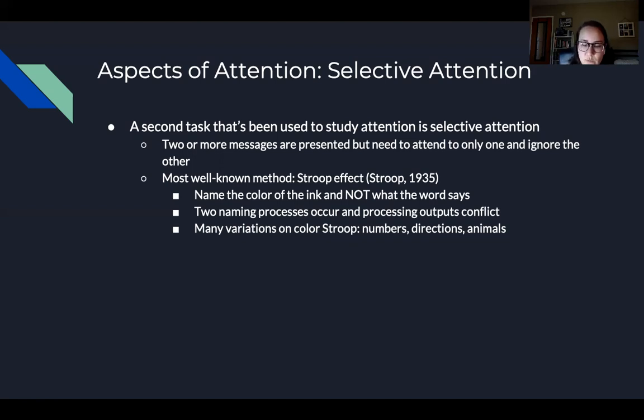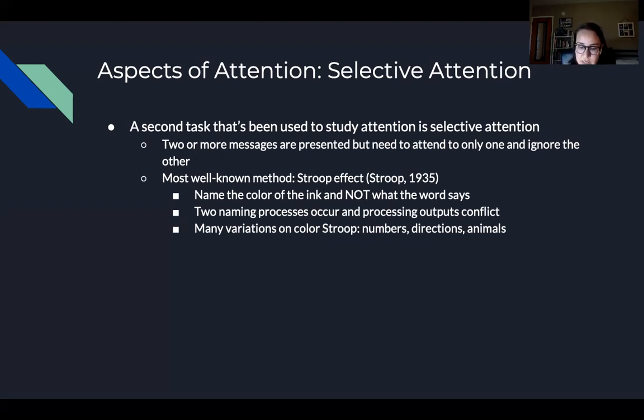And so one way that selective attention has been studied is through the Stroop effect. This effect is named for John Ridley Stroop, who first developed this task in 1935. In this, participants are asked to name the color of the ink that the names are printed in. So there are 3 different stages.